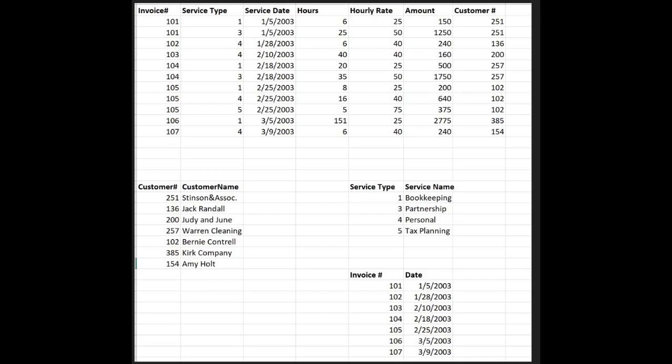Now the top table, we combine the invoice number and the service type as the main keys there. So if you're looking them up at the same time together, you'll get all the other information you need, such as the date, the hours, how much the cost was, the total, and the customer numbers.